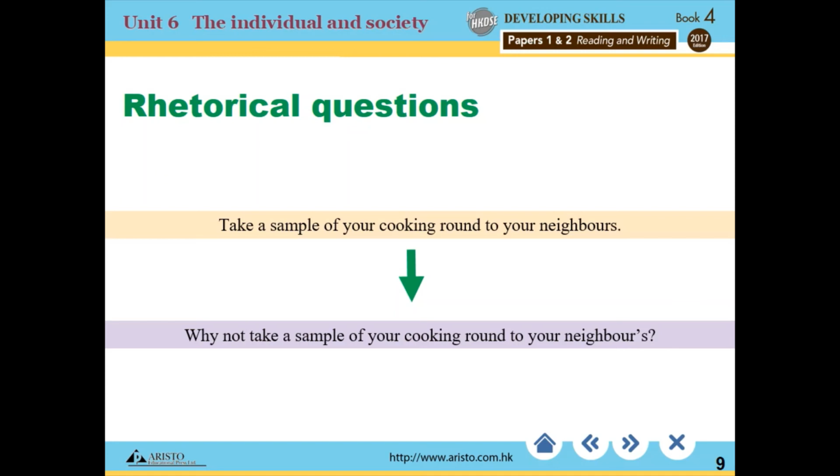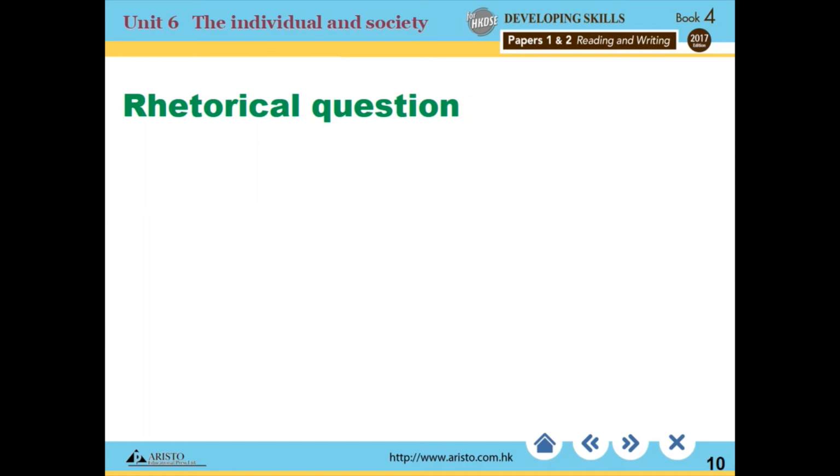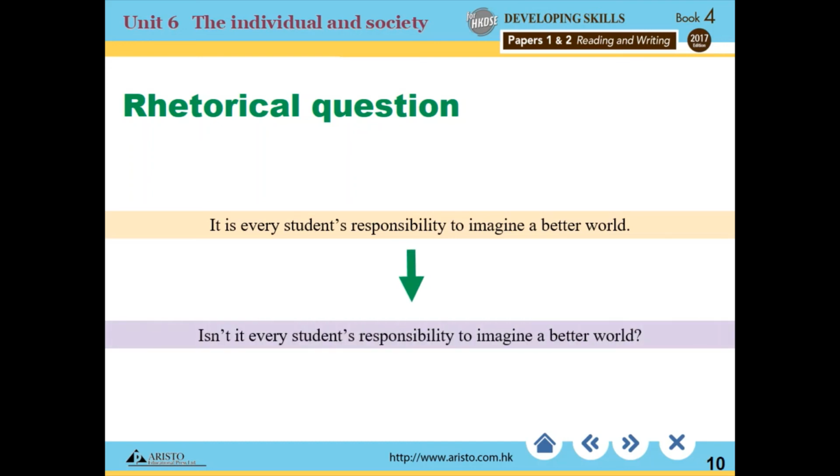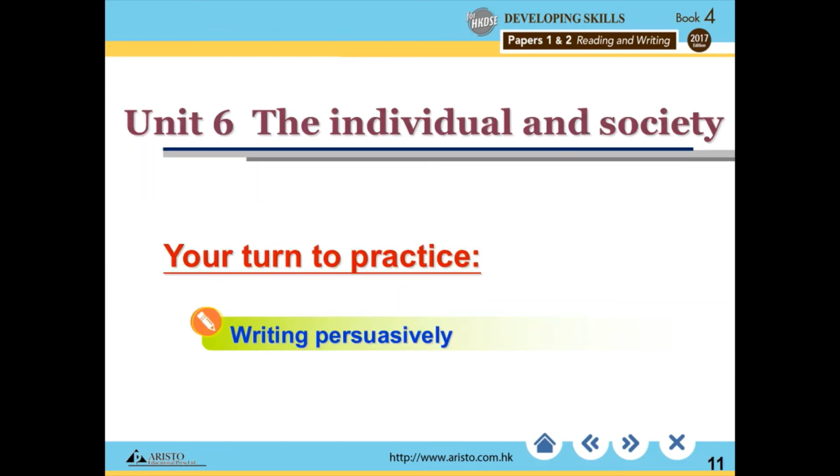Here's another one. This statement is talking about the responsibility of every student to imagine a better world. And one way to change this into a rhetorical question is to ask a yes-no question by inverting the subject-verb order like this. Isn't it every student's responsibility to imagine a better world? So now, it's your turn to practice. Take a look at this writing question and answer the questions below.